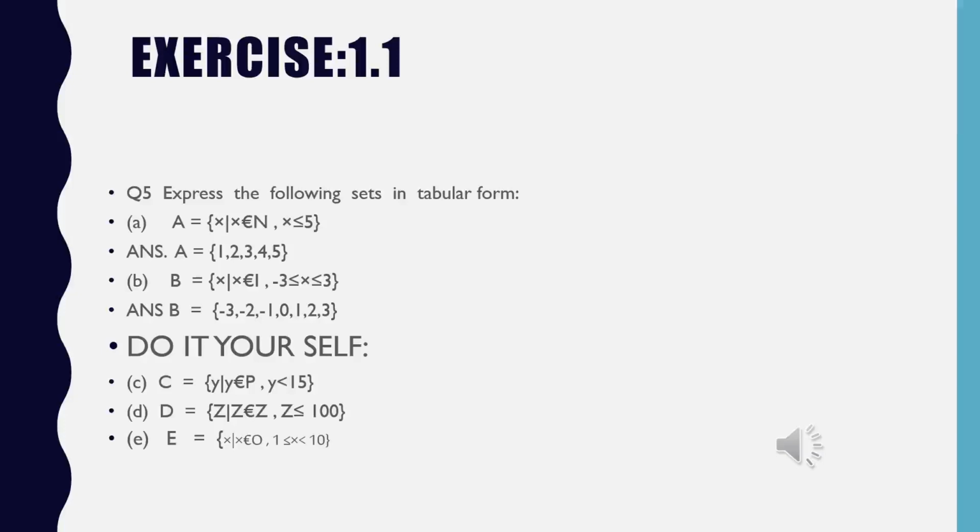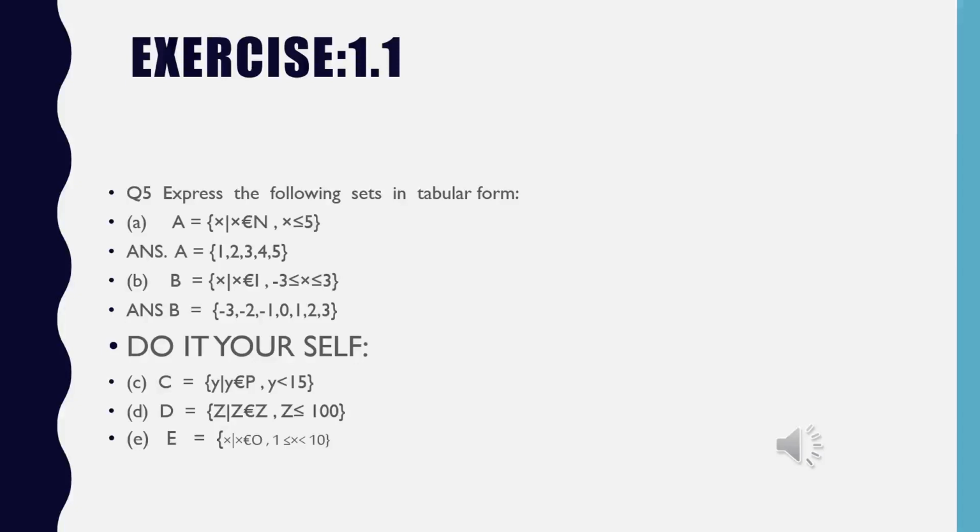Now how will we convert it into the tabular form? I will convert it: set A is equal to, inside the curly bracket you will write down the set of all natural numbers till 5, 1, 2, 3, 4, 5.